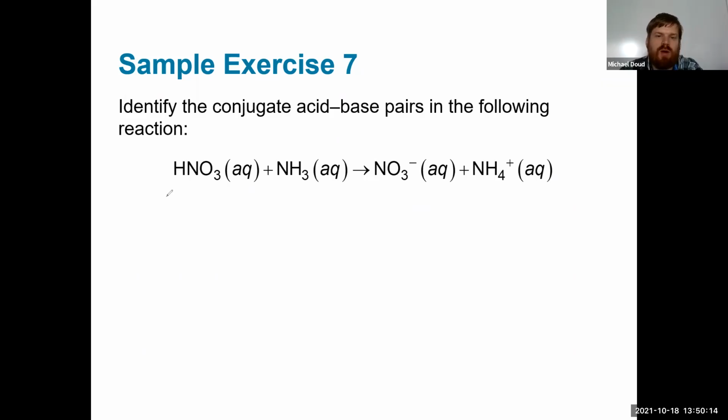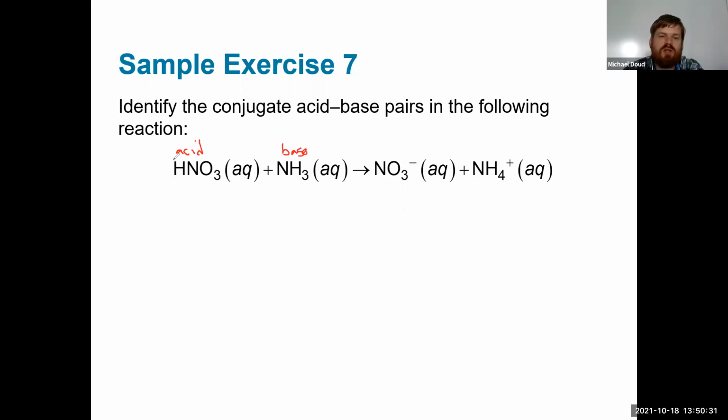Okay, so whenever you have a problem like this, always start by identifying what's the acid and what's the base. Here we have nitric acid and ammonia. So nitric acid, it tells you right in the name, is going to be acting as the acid. And that means that ammonia has to be acting as the base.